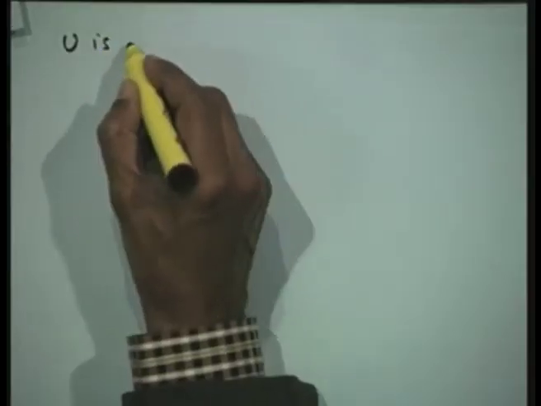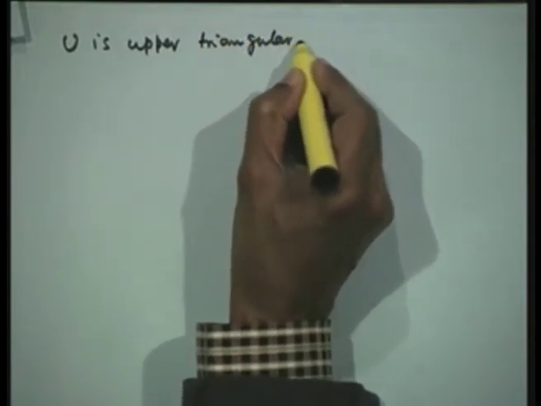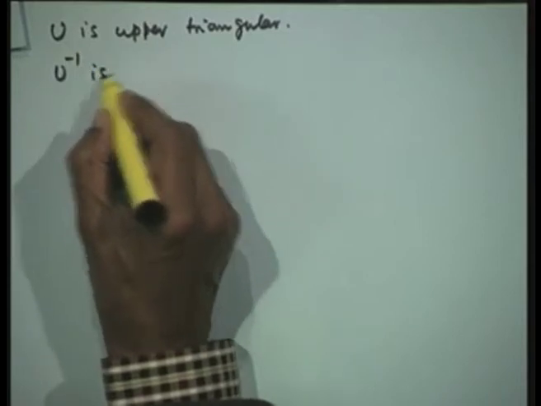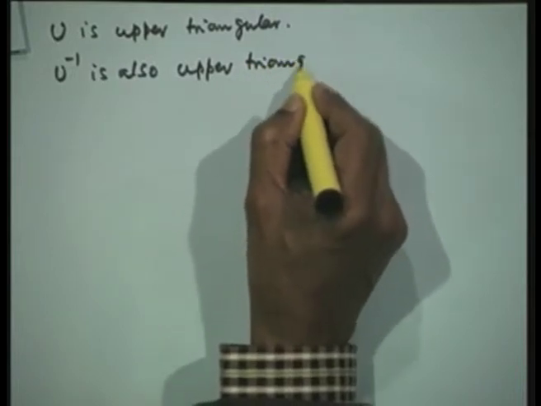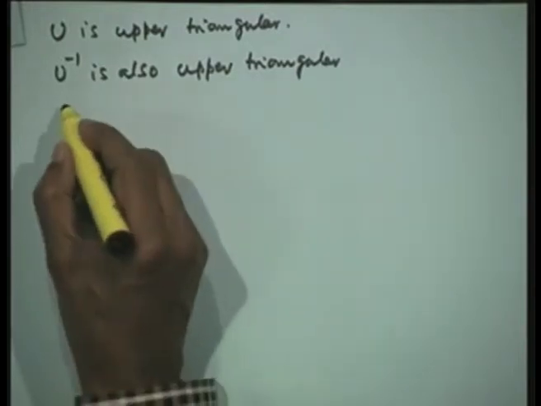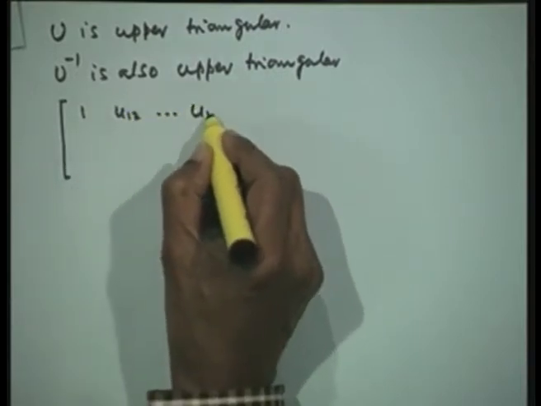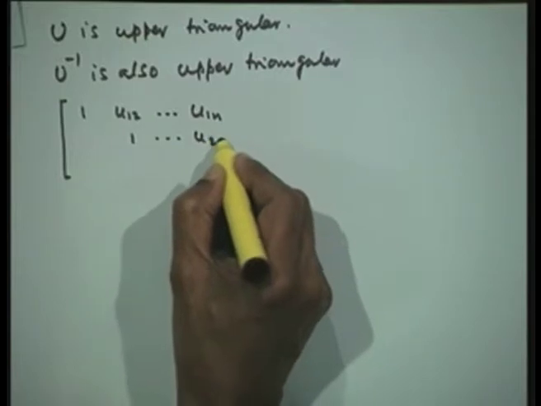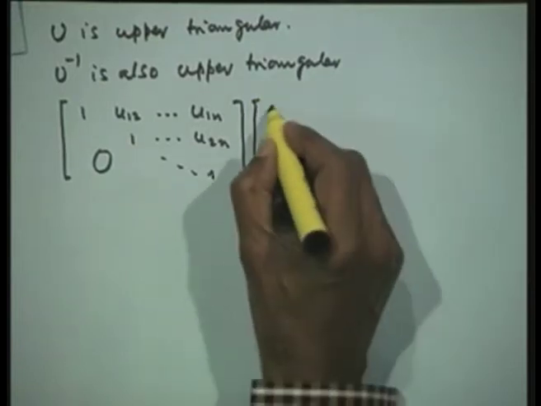Now, I need the U inverse. So, again I would start with the concept that U is upper triangular, therefore, U inverse is also upper triangular. Now, our U was 1, U12, U1n, 1, U2n, 1. Therefore, its inverse will be 1.